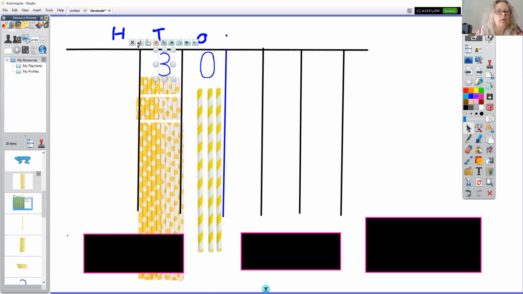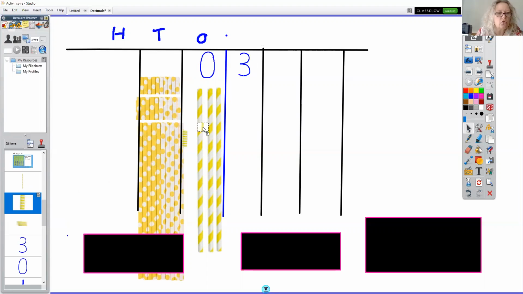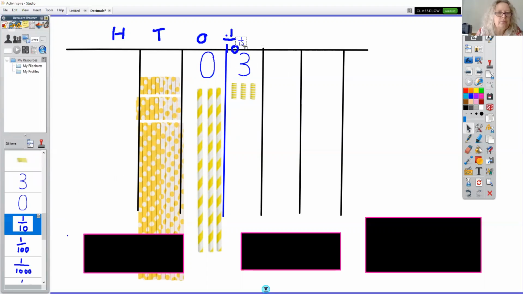Now, the 3 moves over here, it's worth 3 ones, and if it moves over here, it's worth 10 times less. That is 3 tenths of a straw. So here is a straw cut up into 10 pieces, and I'm going to put 3 of them up here for you so you can see what 3 tenths looks like. It's quite a bit less. This here is the tenths place. So on that side of the decimal point, we get 10 times smaller.